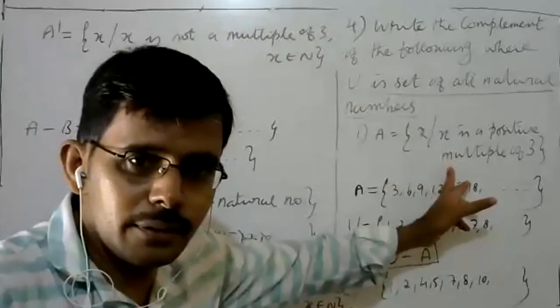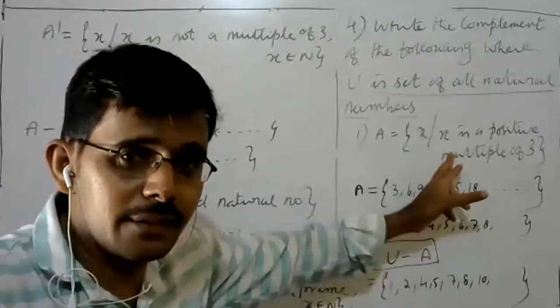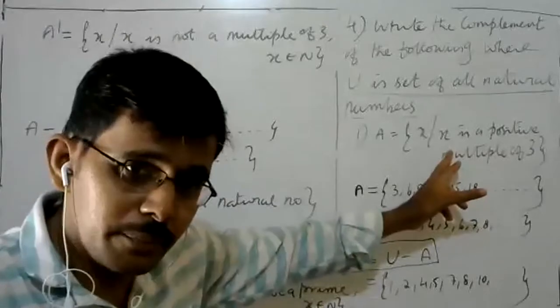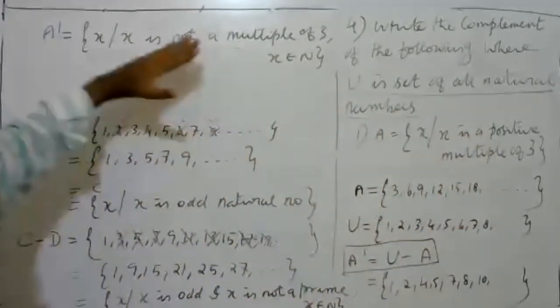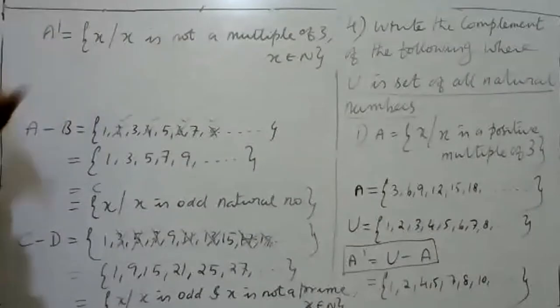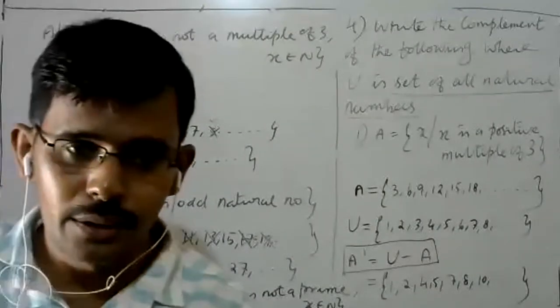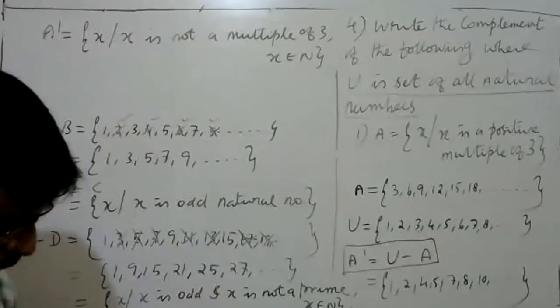That's all. That is your complement. Your A is the set of all x, where x is a positive multiple of 3 and x is a natural number. Here, x is not a multiple of 3. That is my complement A. Okay. Right. Now look at the second one.